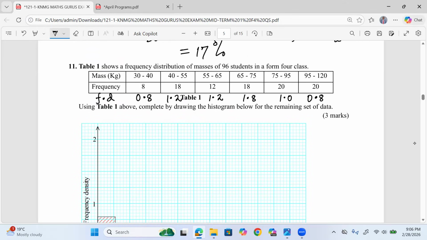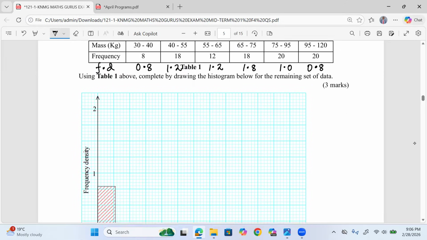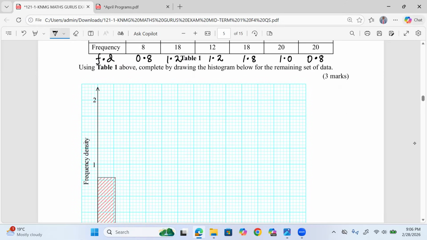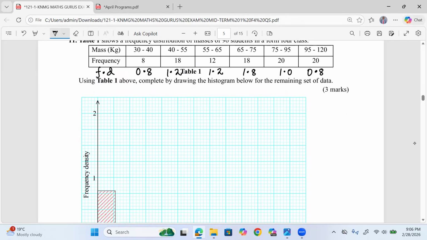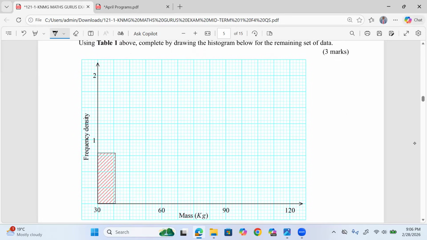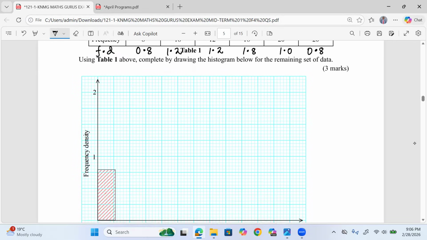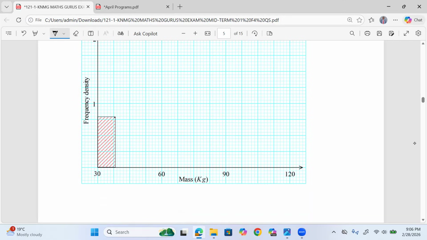When class intervals are not uniform, we plot frequency density against the boundaries of every class for us to get the bars, which are the respective histograms. You can see there is an error in this. We should be having this line exactly here, so that you have 30, 40.